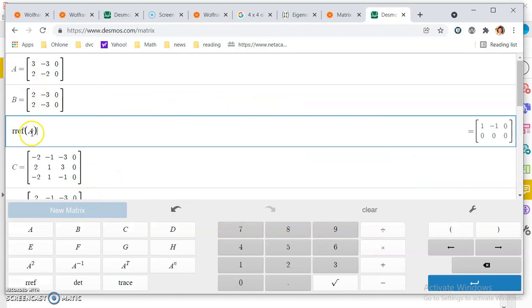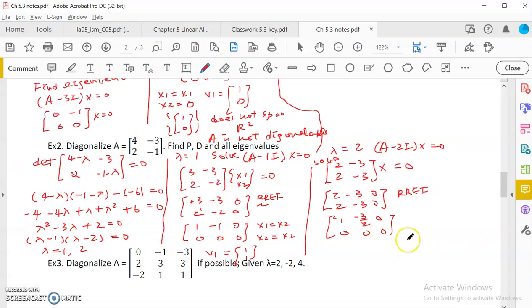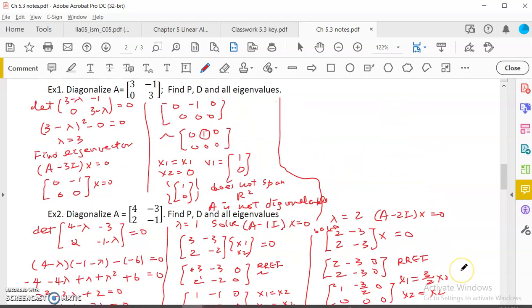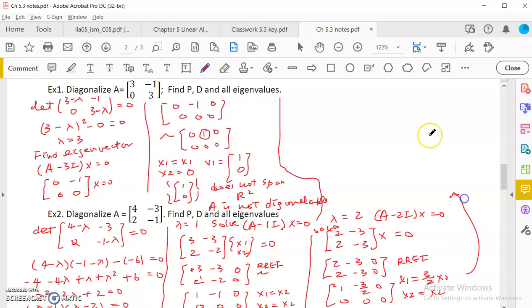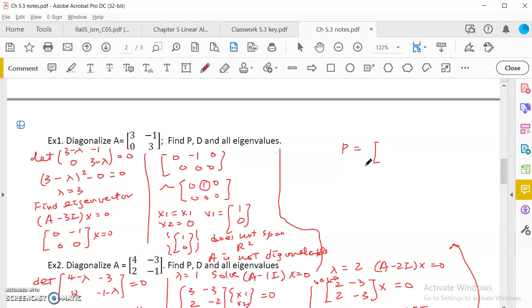So x1 is 3/2 x2, and x2 is free. So our v2 would be what? If I assign x2 equal to 2, then x1 equals 3. So we would have, using the space over here, P equal to the two eigenvectors: 1, 1, 3, 2.